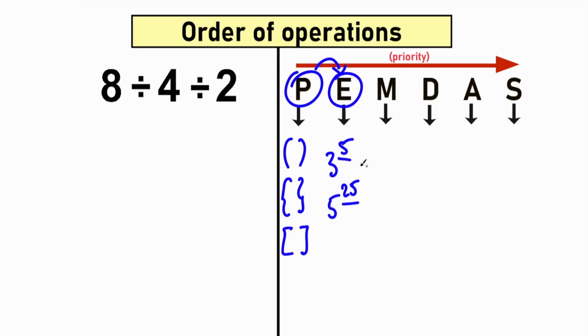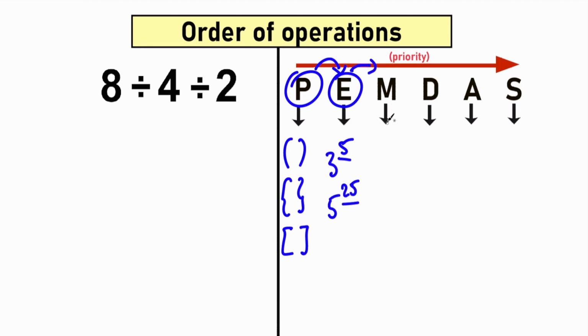This is our powers, and after parentheses, when we don't have parentheses, we need to move forward to the exponent, to the power. We need to raise these 3 to the power 5. We need to raise this 5 to the power 25. And after that, when we evaluate all the stuff with parentheses and exponents, when we don't have it, we need to move forward to the next part.